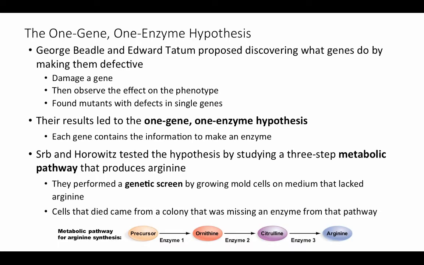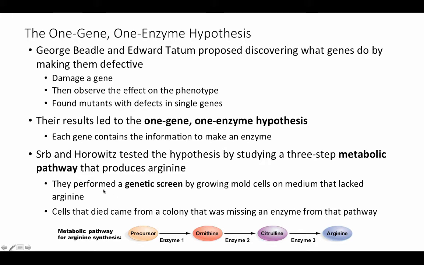And these ideas were later tested specifically in experiments by Serban Horowitz, who studied a three-step metabolic pathway that was well known at the time. And the end product of this pathway is arginine. We see the pathway down here at the bottom of the screen, starting with a precursor. Enzyme 1 catalyzes the conversion of the precursor to ornithine. Enzyme 2 catalyzes the conversion of ornithine to citrulline. And enzyme 3 catalyzes the final conversion of citrulline to arginine.